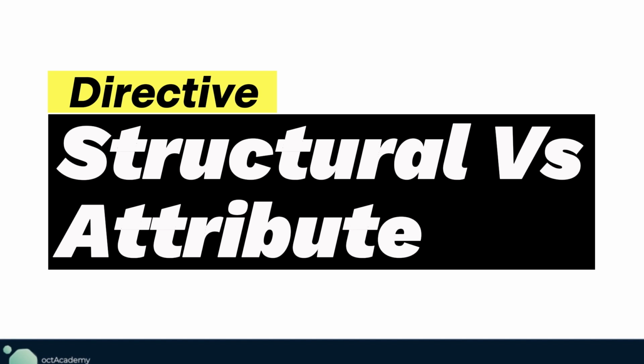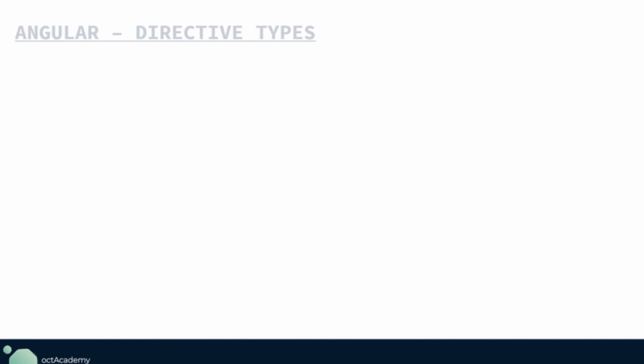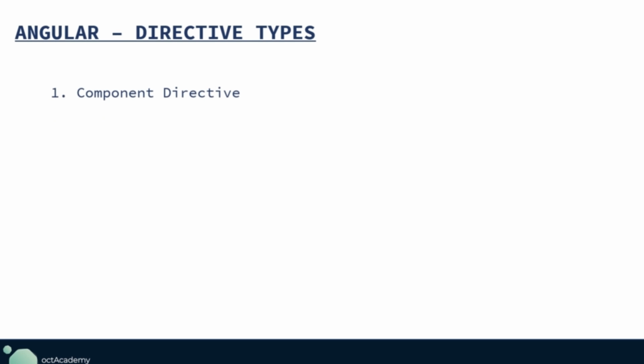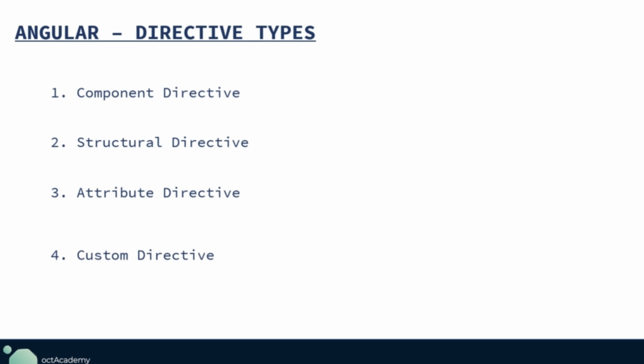Alright, now you guys have an idea about Angular directives. In the first lecture of this section, if you can remember, I said that we have 4 main directive types in Angular. The first one is the component directive, which is the Angular component. The second one is the structural directive. The third one is the attribute directive. And the last one is the custom directive. So in this section, let's look at what structural and attribute directives are.